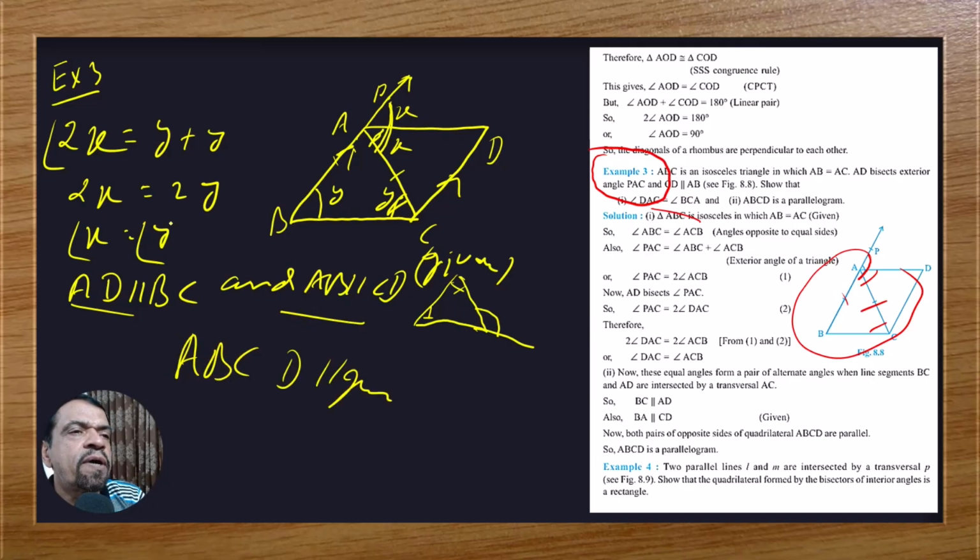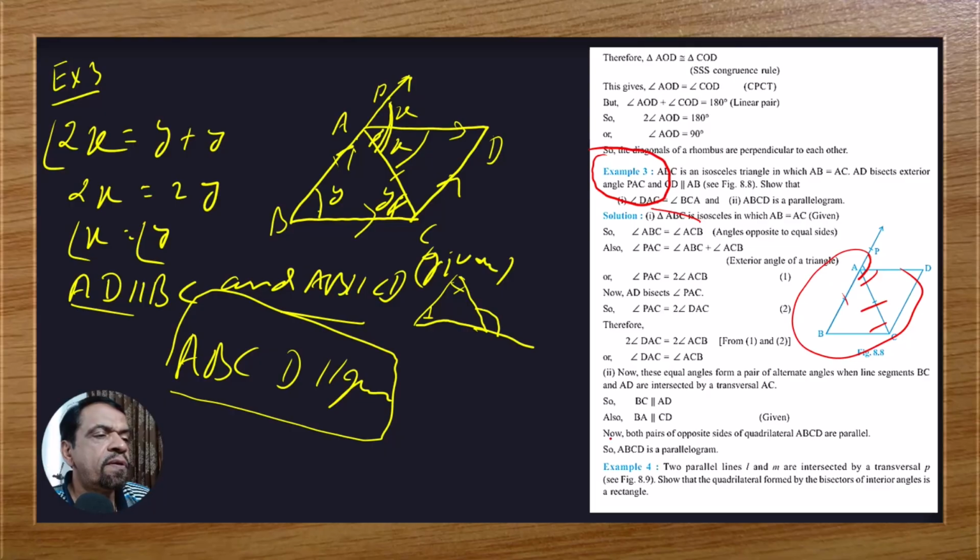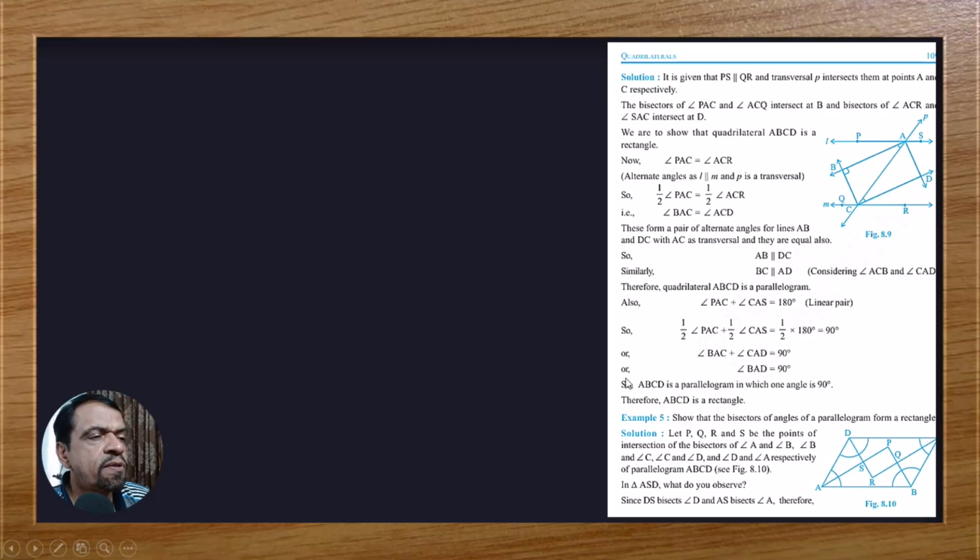x is equal to y gives us the first part, DAC equal to BCA. And these two parallel pairs give us that ABCD is a parallelogram because opposite pairs are parallel. Now student, this example 4 is very easy. Now come to example 5.